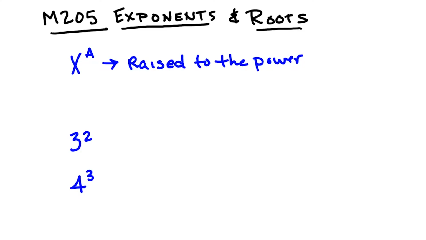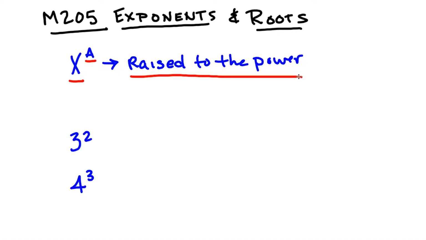This is Math Lesson 205, Exponents and Roots. An exponent is written as a superscript above a number called the base. In our example here, x is the base, a is the exponent. And we say x is raised to the power of a. Let's look at some basic examples.